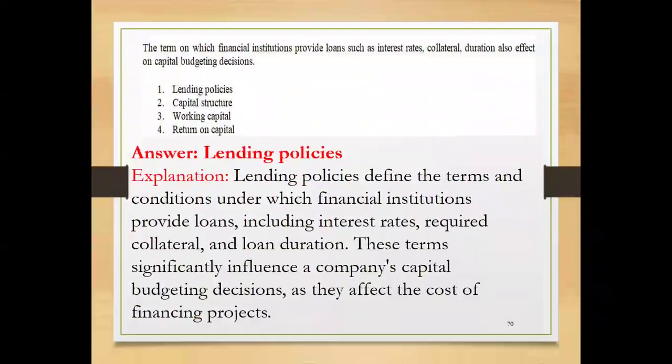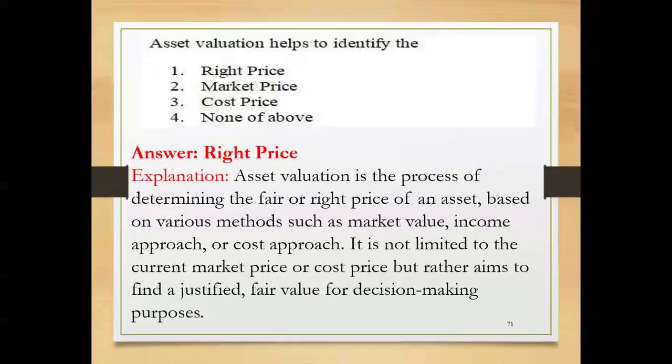The terms on which financial institutions provide loans, such as interest rates, collateral, and duration, also affect capital budgeting. That is called lending policies, capital structure, working capital, or return on capital? The correct answer is lending policies. They define the terms and conditions on which financial institutions provide loans, including interest rates, required collateral, and loan duration. These terms significantly influence the company's capital budgeting as they affect the cost of financing projects.